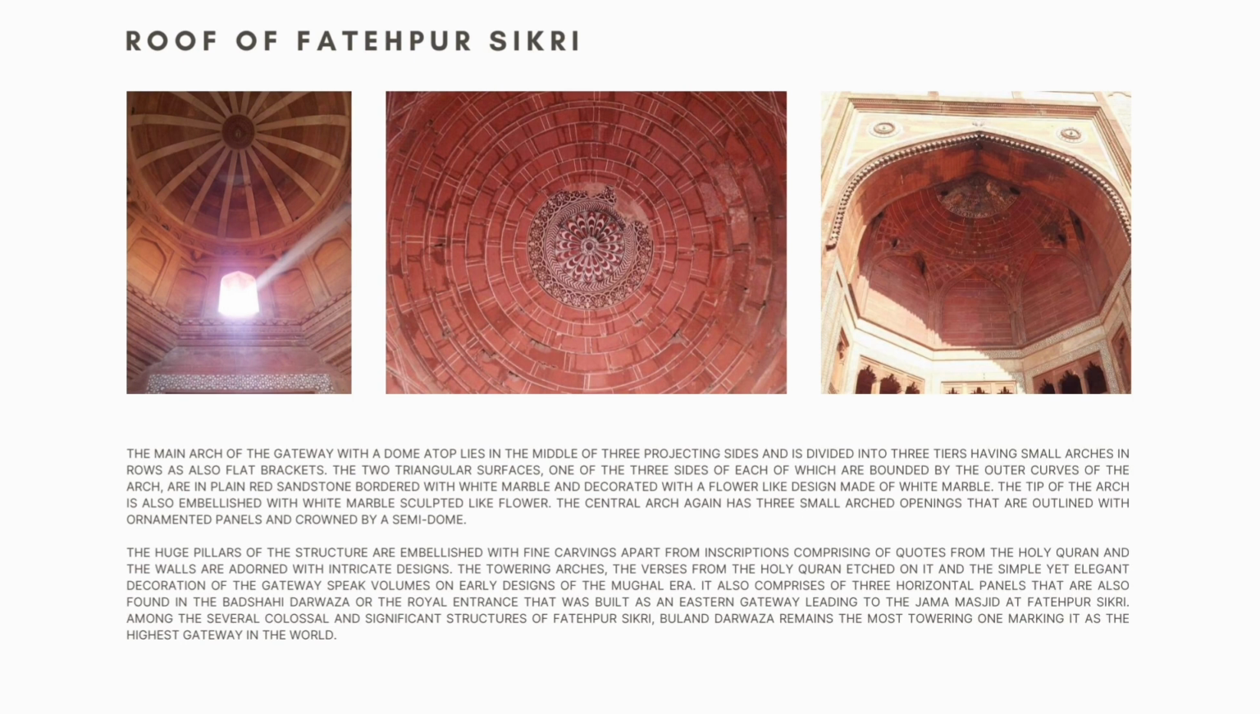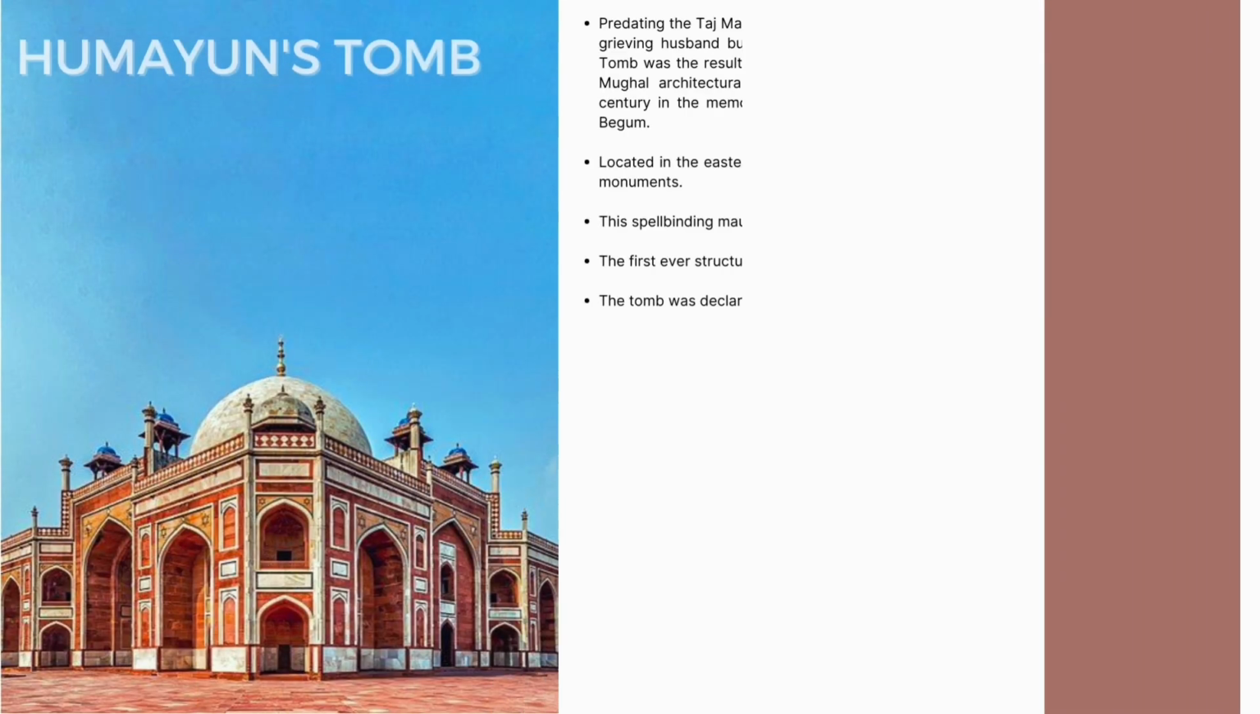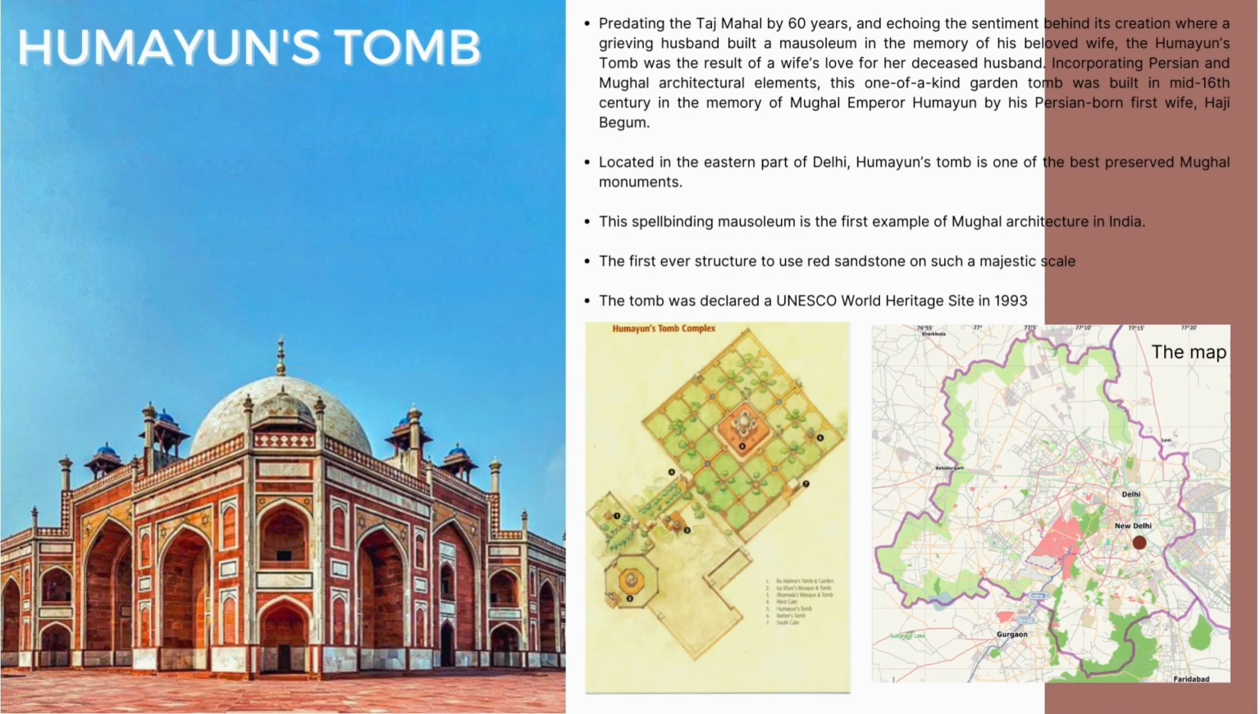The main arch of the gateway, with a dome atop, lies in the middle of three projecting sides and is divided into three tiers having small arches in a row as well as flat brackets. The two triangle surfaces on each of the three sides are bound by the outer curve of the arch.